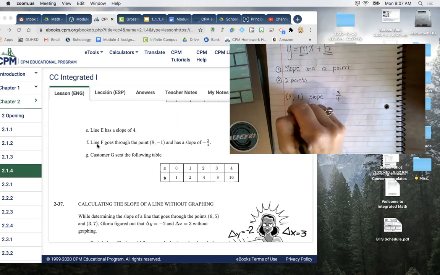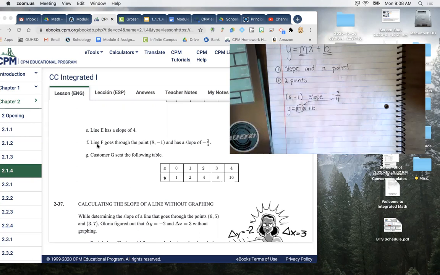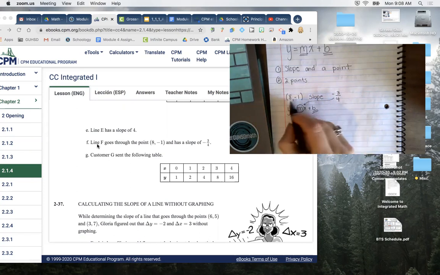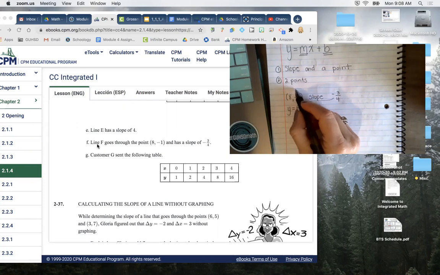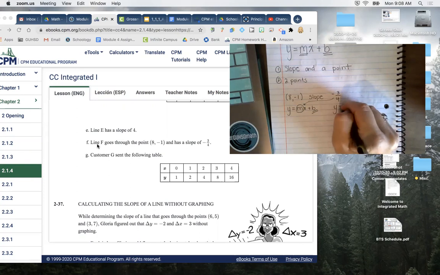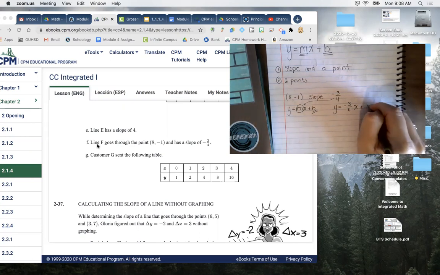Well, what I have is y equals mx plus b. That's what I'm going to use. What I already have is the slope. What I need to find that I don't know is my y-intercept, because that's not my y-intercept. My y-intercept is where x is 0. So what I'm going to do is work with what I have. I have y is equal to -3/4 times x plus my b. I want to solve for b.